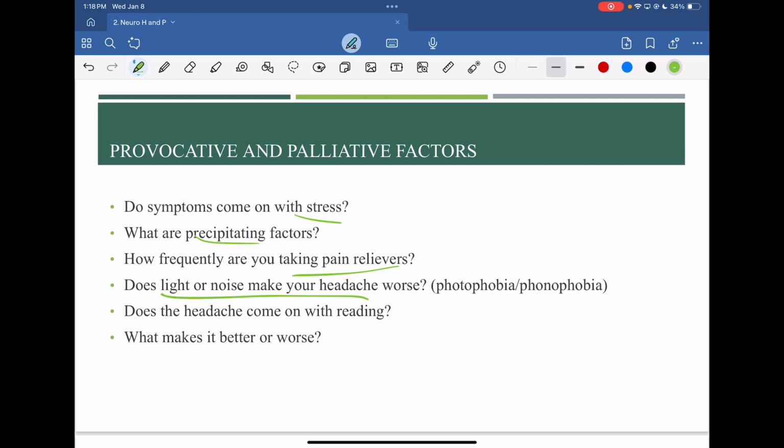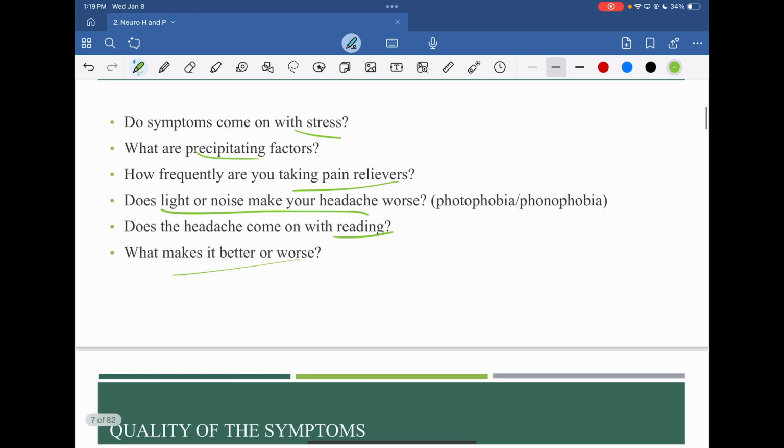Anyone have migraines? What symptoms do you get? So pain with left-sided. We're going to learn about the POUND mnemonic for migraines, and the U is unilateral. So she only has it on the left side. Does it come on with reading? And obviously, what makes it better or worse? So some questions to ask your patients. What was going on? Why is it getting worse?